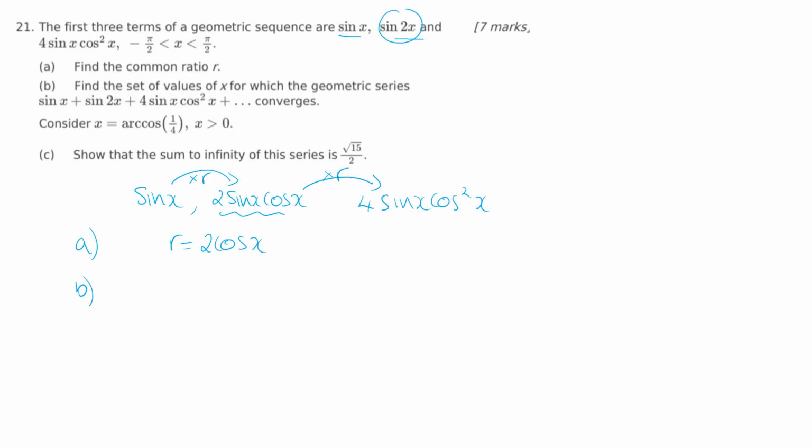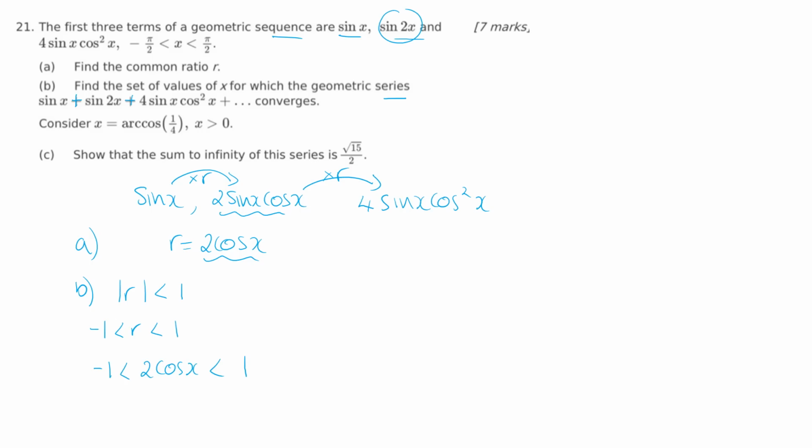Now in part B, find the set of values of x for which this geometric series converges. So the difference between a sequence and a series is when you have a series you are adding all the terms up, and a series converges where the mod of r is less than 1. And another way to write that is to just think that r has to lie between -1 and 1. So what was our r? Our r is 2 cos x. So r, which is 2 cos x, has to lie between -1 and 1.